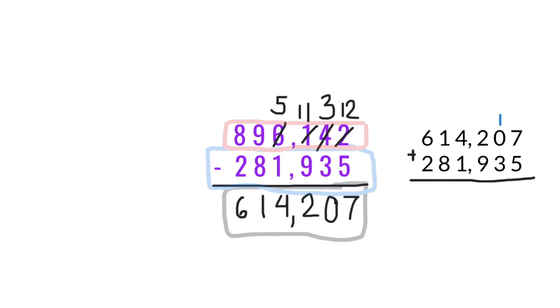So 7 plus 5 is 12, carry your 1. 3 plus 1 is 4. 2 plus 9 is 11, carry your 1. 4 plus 1 is 6. 8 plus 1 is 9, and 6 plus 2 is 8. So we have the number we started with. We are correct. Let's try another problem.